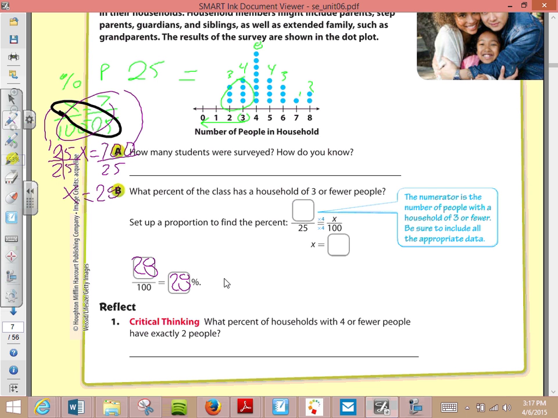There's no... Not quite. There's no people that have exactly two people on the four and fewer. Are you sure? Yeah. You said there are no people who have exactly 2. Oh, well, 3 people have exactly 2, right? And what are we focusing on?